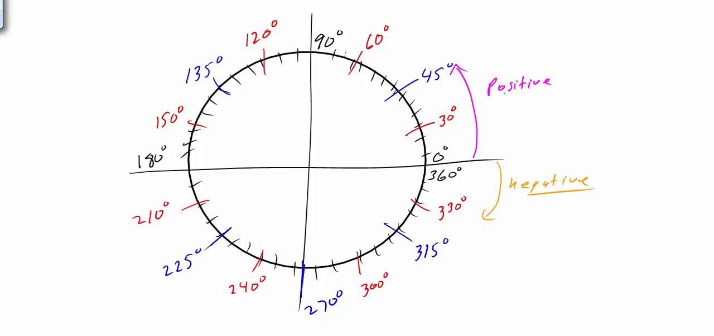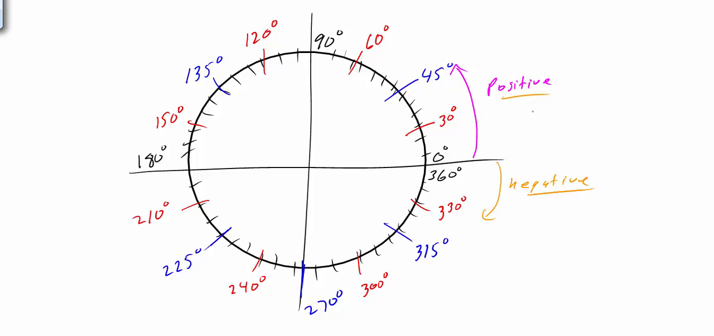Now, the angles I listed here, we're going to talk more about these. Of course, you could have any angle in here. We could have an angle of 31 degrees or 38 degrees. But these are some of the special angles that we're going to refer to a little more frequently here: 0, 30, 45, 60, 90, and so on.